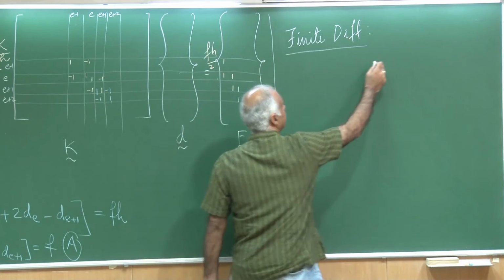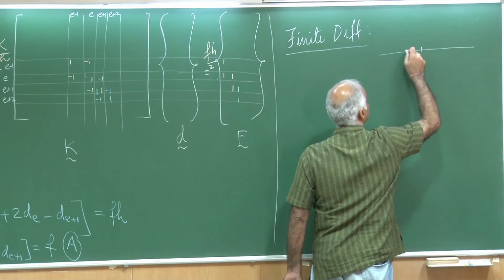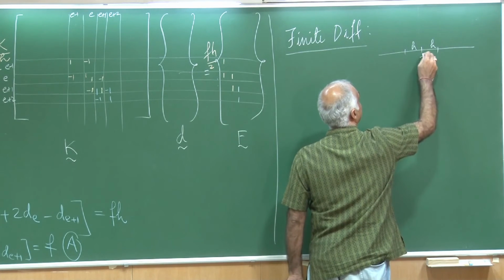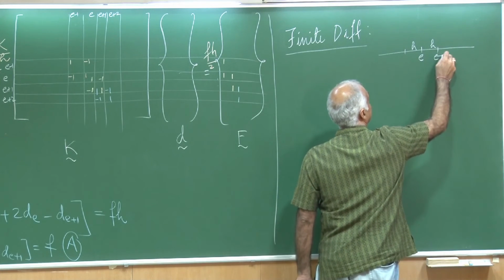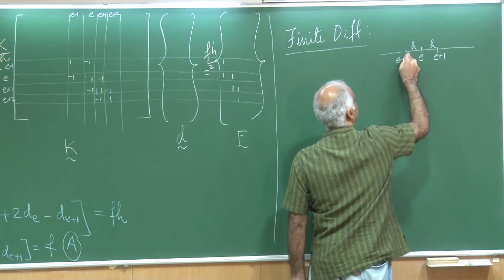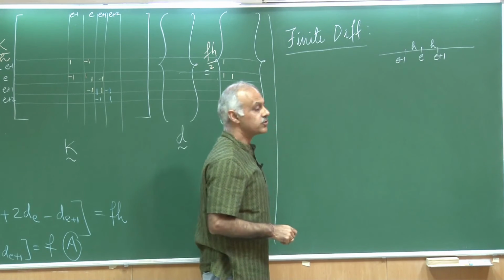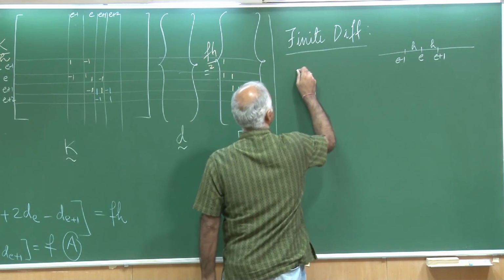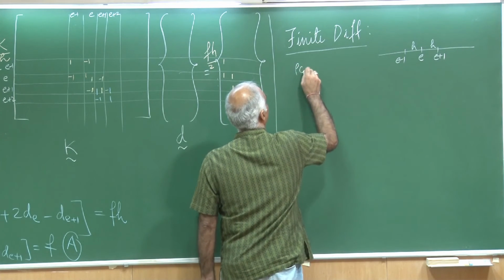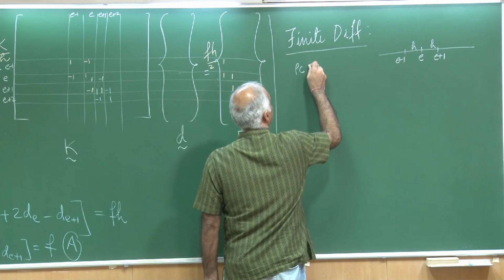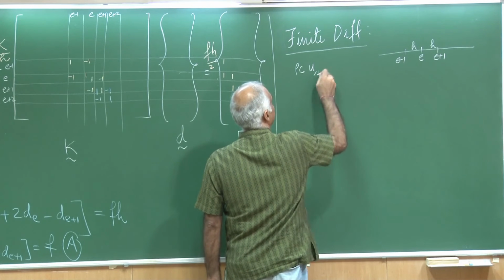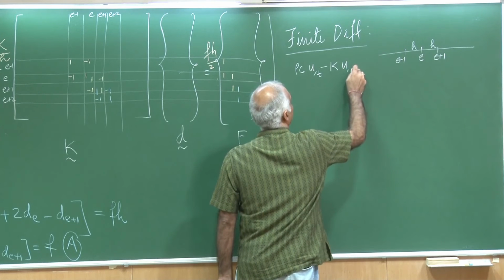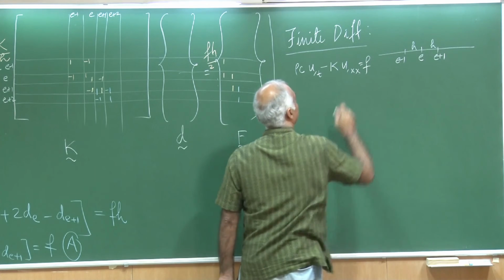I am going to make a simple mesh again, a uniform mesh. This is h. I am going to call this E, this E plus 1, and this E minus 1, to keep the same notation. And the equation that we are looking at is something like this, rho c u comma t plus or minus k u comma xx equal to f.